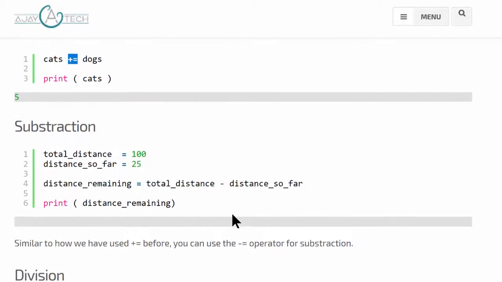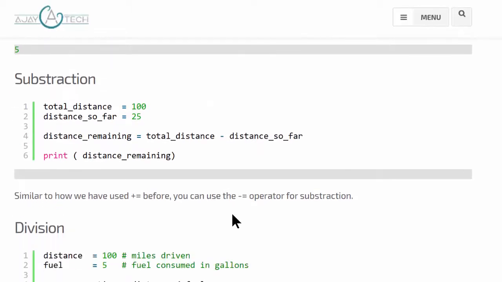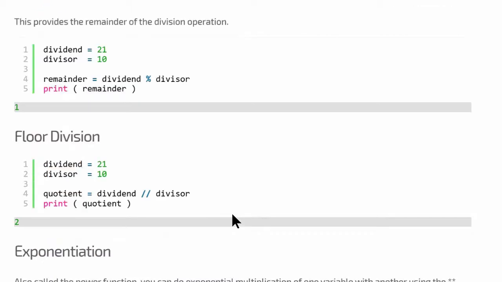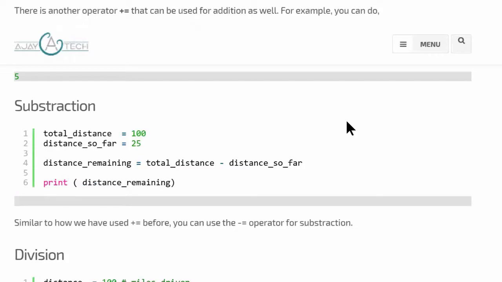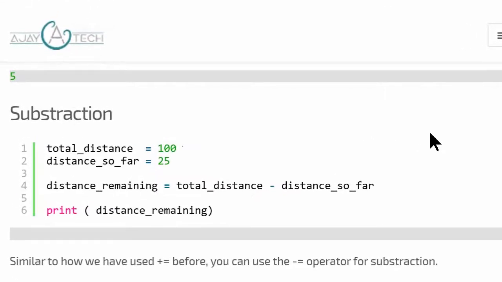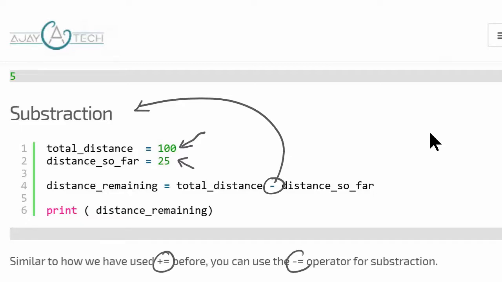What about subtraction? Subtraction is also easy. So what do you see here? Total distance. This is a variable. The total distance is 100. The distance so far that we have covered is, let's say, 25. And the distance remaining is total distance minus distance so far. So this is the subtraction operator. And as usual, just like we have used plus equals, we can also use minus equals.